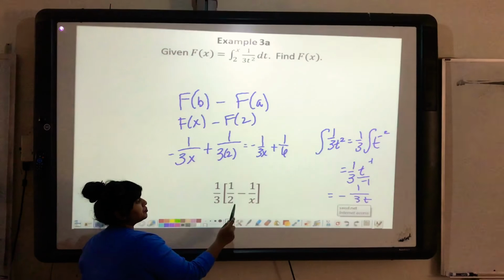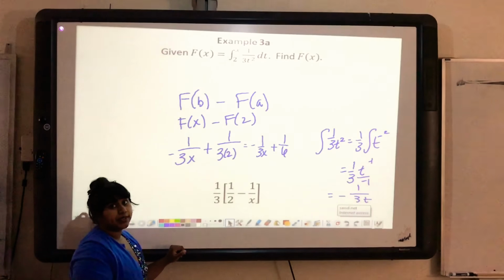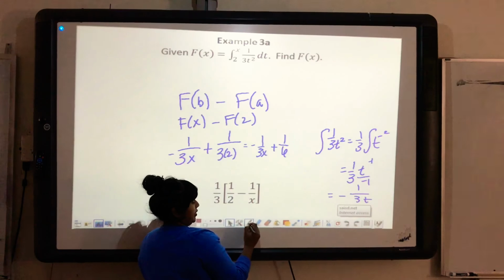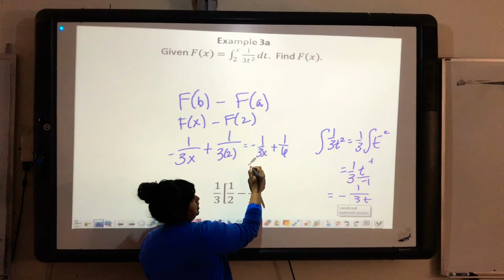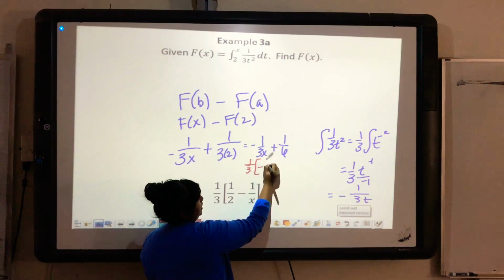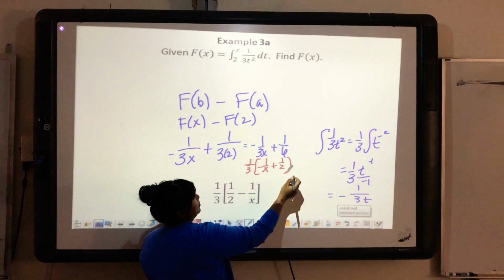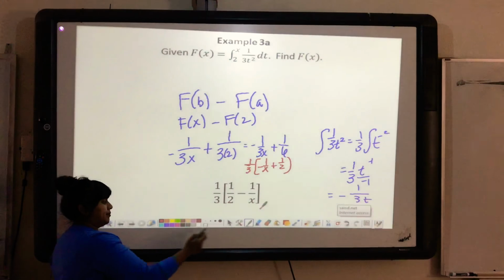This is the same as this. We just factored out that 1/3. So if you wanted to see that, I can pull out a positive 1/3 here. So I'm left with negative 1 over x plus, if I pull out that 3, that becomes plus 1/2. So that's where that comes from. We just switch these values. The same answer.